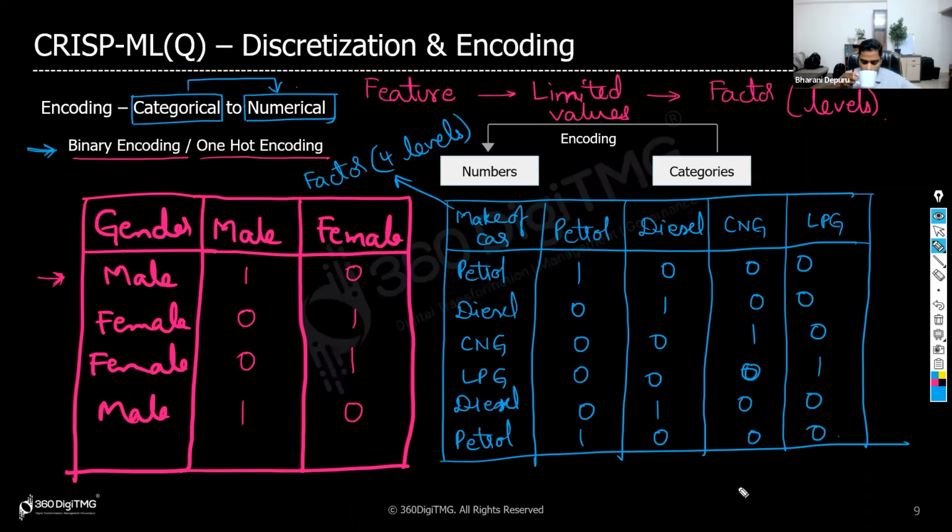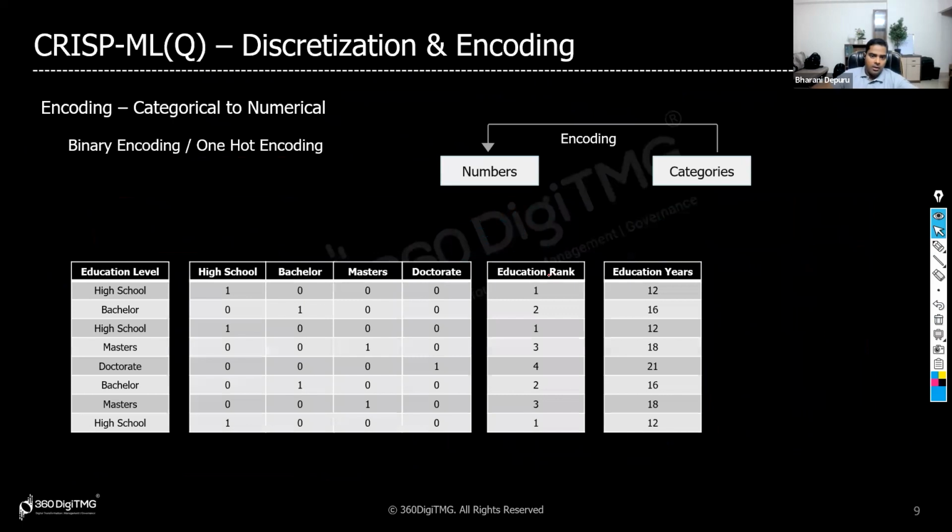Next. We have binary encoding or one-hot encoding. If you have education level, and if you have, say, high school, bachelor's, master's, doctorate, 4 unique values, then this would be called a factor with 4 levels. If you have 4 levels, how many dummy variables are we creating here? These are also called dummy variables. Different levels are taken here. So if you have 4 levels, you have 4 variables. Since this is high school, you put a 1, rest all 0. Bachelor, you put a 1, rest all zeros. This is high school, again 1, rest all zeros, and so on and so forth.